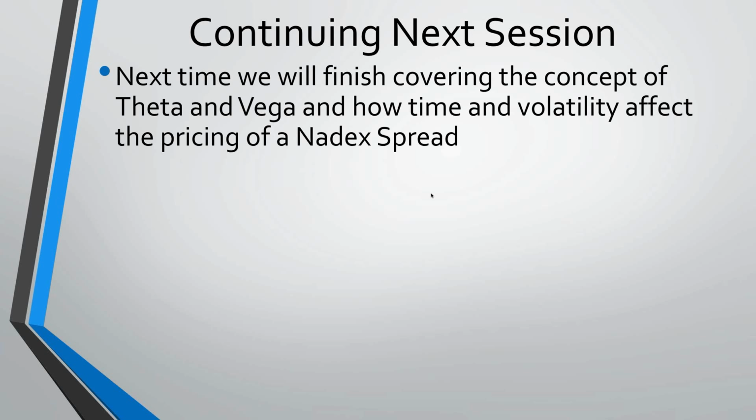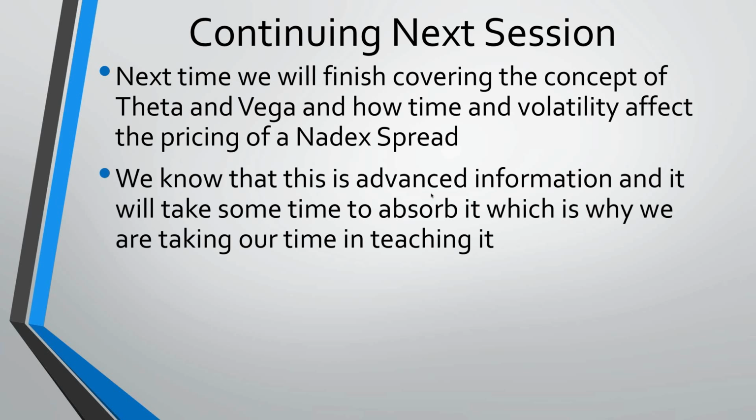So next time we'll finish covering the concept of theta and vega. Theta is that time decay, and vega is volatility and how volatility specifically changes over time. We looked at volatility and time as they were applied to the delta and gamma, but there's also the volatility component and how it affects the spread price, and theta and how it directly affects the spread price, and not just how time and volatility affect the delta and the gamma. That's the difference. Next time we're going to look at how time and volatility directly affect the spread price.